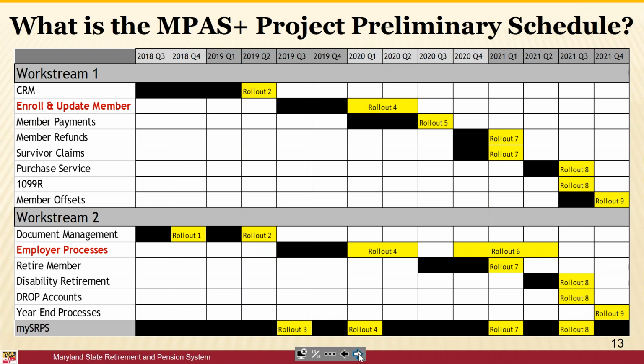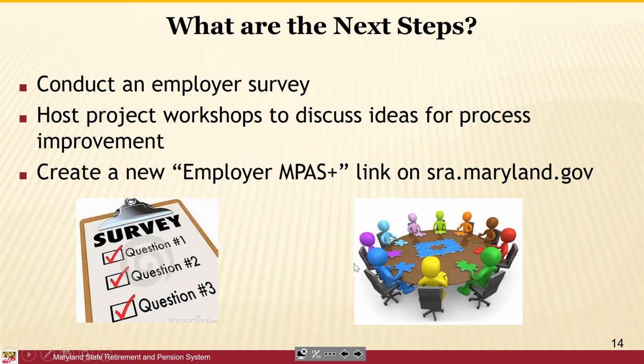So our next steps, we will be conducting employer surveys. We sent one out to get your contact information. We'll be sending additional surveys out to get some feedback from you. We'll be hosting workshops to discuss our ideas for process improvement. And we will have the new link for the Employer Plus on our website. Once that is available, we will email that out. And again, I think we're looking at getting that out after the first of the year when we can start getting some content on there for you.